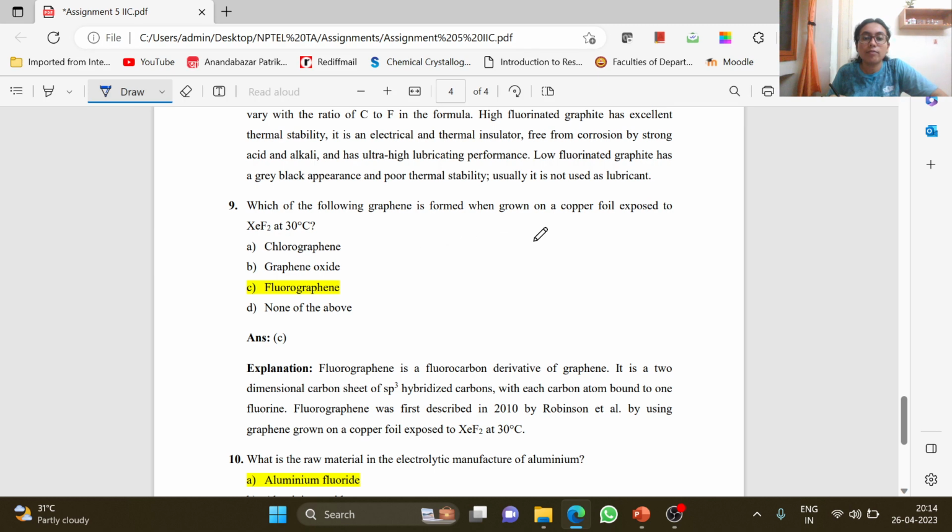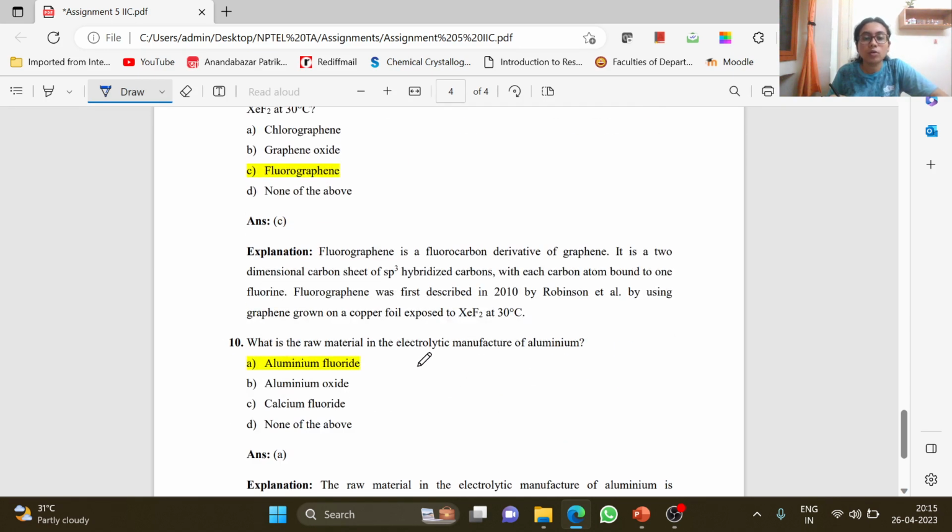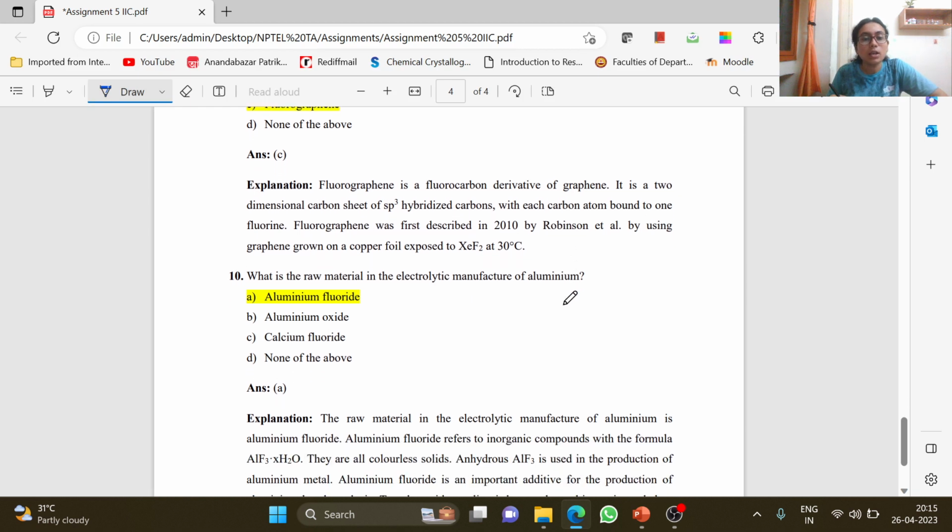Then which one of the following graphene is formed when graphene grown on a copper foil is exposed to XeF2 at 30 degree centigrade? So XeF2 and copper foil we are using while producing graphene, so fluorographene will be formed. Fluorographene is a fluorocarbon derivative of graphene. It has a two dimensional carbon sheet of sp3 hybridized carbon. Each carbon is linked with one fluorine atom. And it was first described in 2010 by Robinson et al. using graphene grown on copper foil exposed to xenon difluoride at 30 degree centigrade.